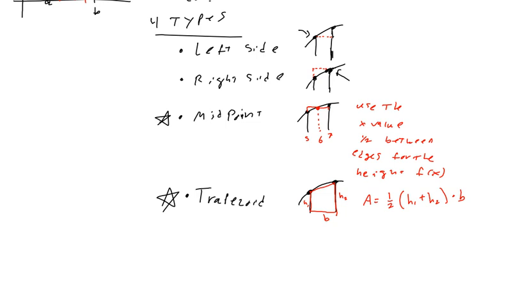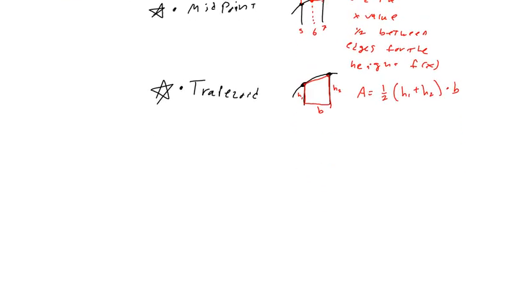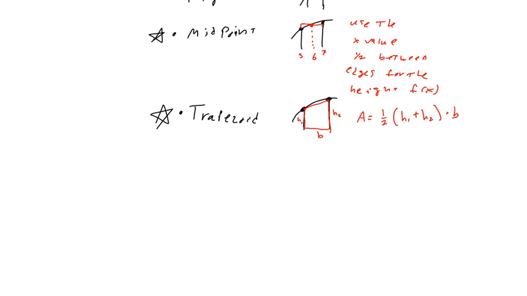So let's do an example with the midpoint and trapezoid rules using this formula and see if we can find the area under the following curve. For midpoint and trapezoid, the trick is you have to have some middle value. So let's do an example here where we have a table of values.